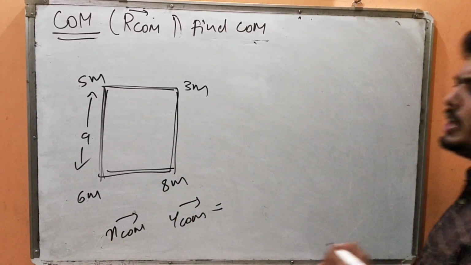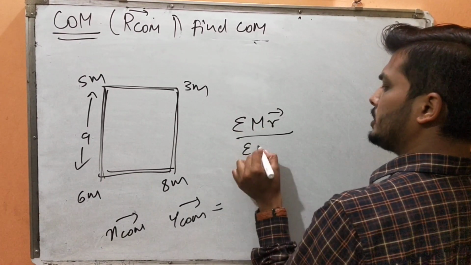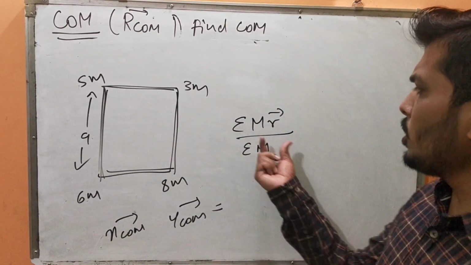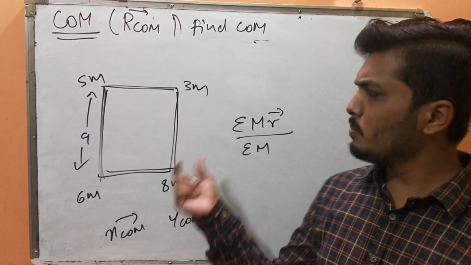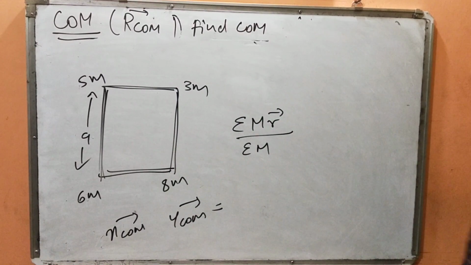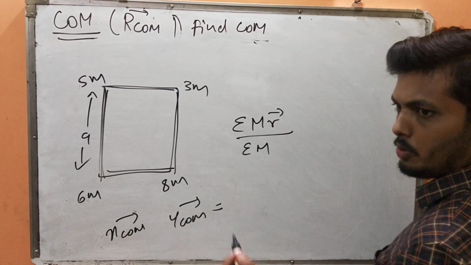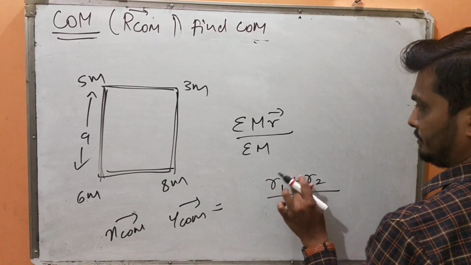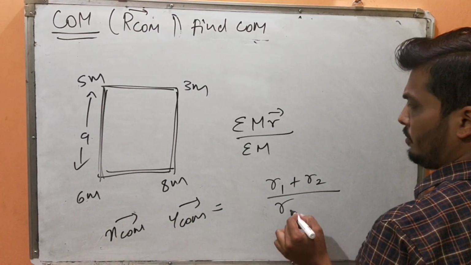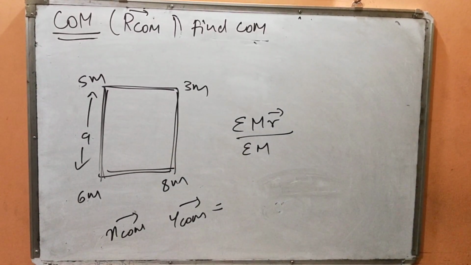You have to simply use the formula: summation of mr divided by summation of m. Depending upon how many masses are involved, if there are more than 2 or 3, go on taking them. One interesting thing here is that if both masses are of equal weight, then it will be just R1 plus R2 divided by 2. This kind of problem also will do.